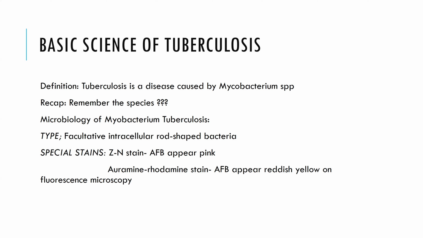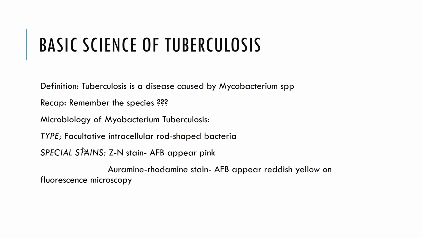So now, somebody has said Mycobacterium bovis, and I really like that. Thank you so much for that. So now you have the species. Our most important species to us is Mycobacterium tuberculosis. That is a facultative intracellular rod-shaped bacteria. And to detect it, you use special stains like the ZN stain. In ZN, the acid-fast bacilli appear pink.